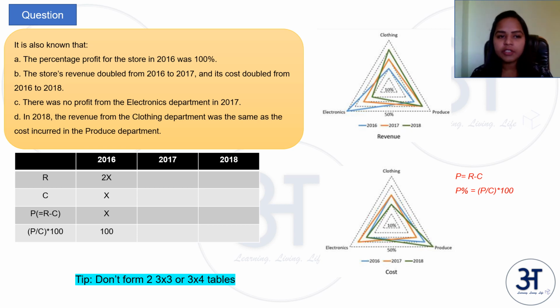Let us now look at the next point. The store's revenue doubled from 2016 to 17 and its cost doubled from 2016 to 18. So in 2016 the revenue is 2X, right? It doubled in 2017. This means that the revenue in 2017 should be 4X. Similarly, the cost doubled from 2016 to 18.